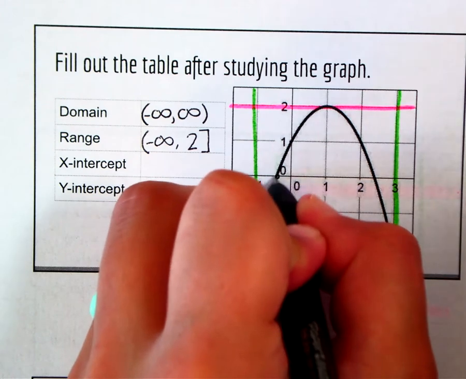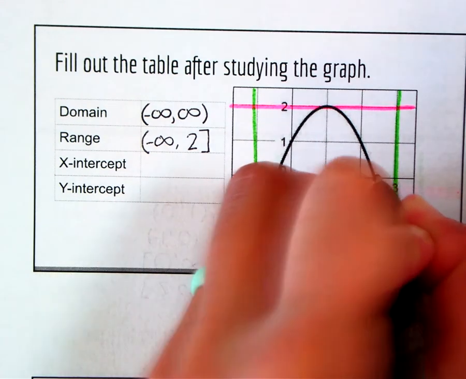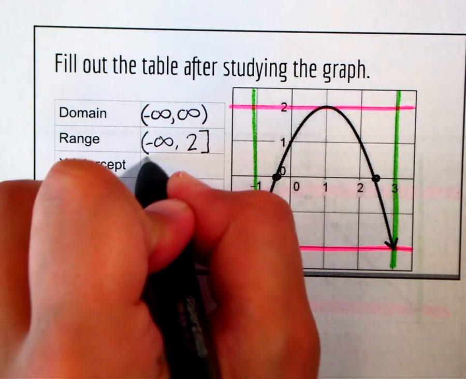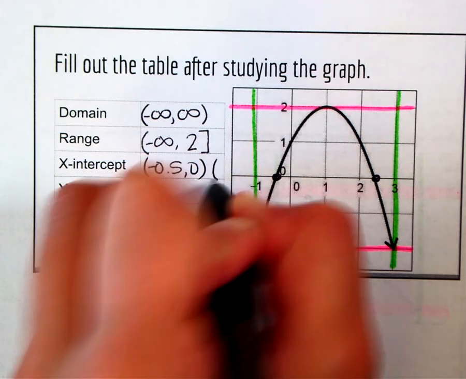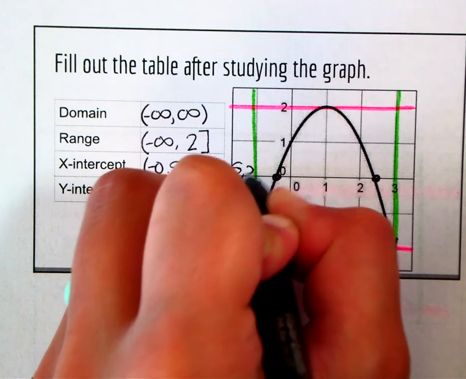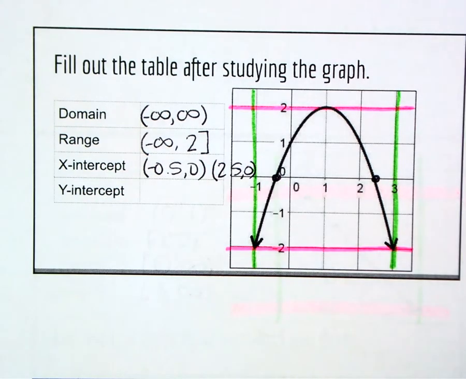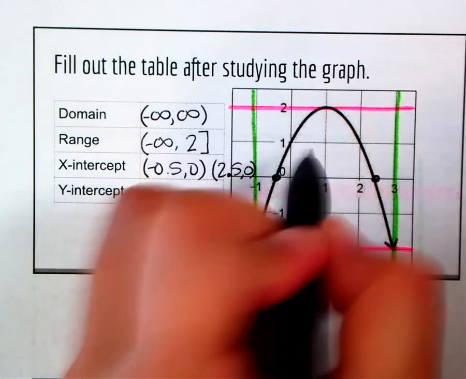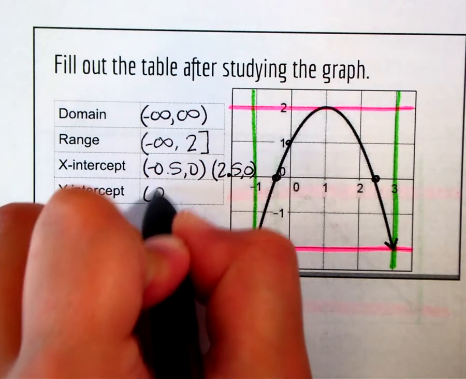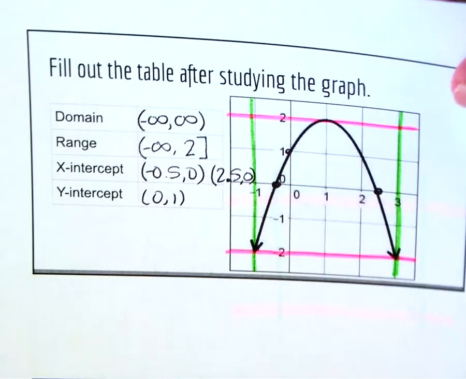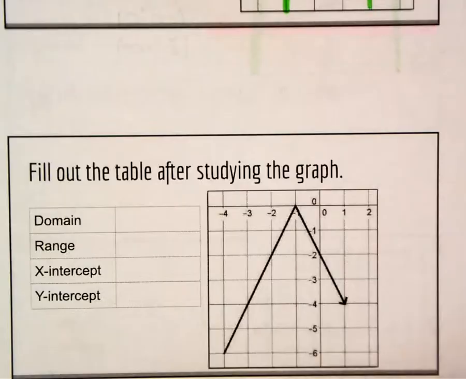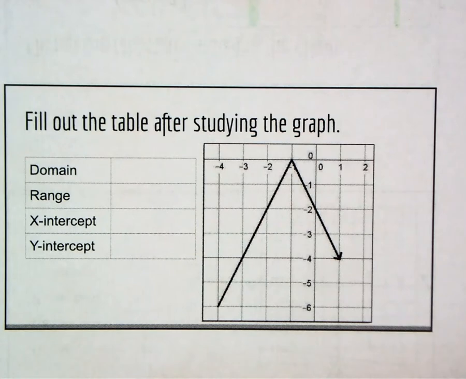We actually have 2 x-intercepts where it crosses the x-axis. And so we'll have a negative, maybe 1/2, and a positive 2.5. And then my y-intercept is 0, 1 again. Only crosses once. The last example for domain and range, we've got another piece of an absolute value function.